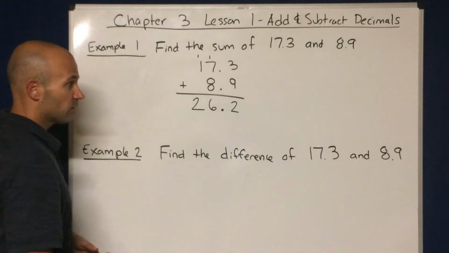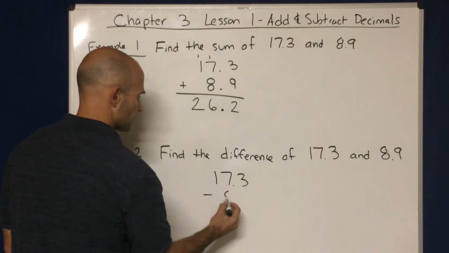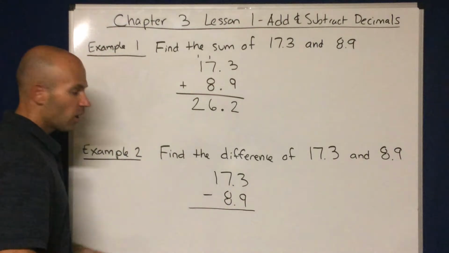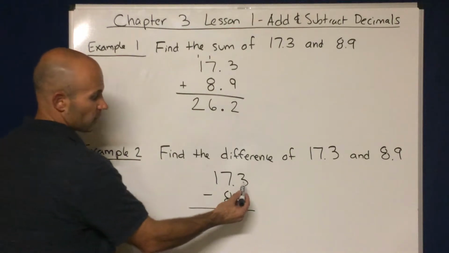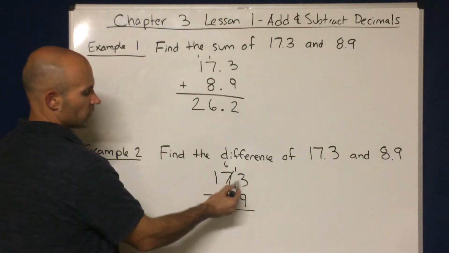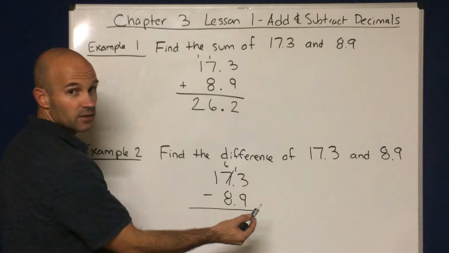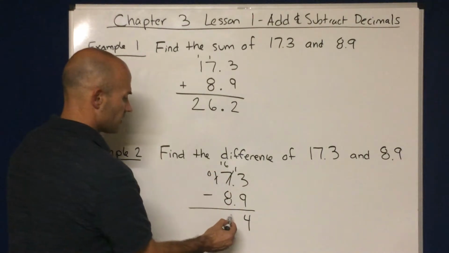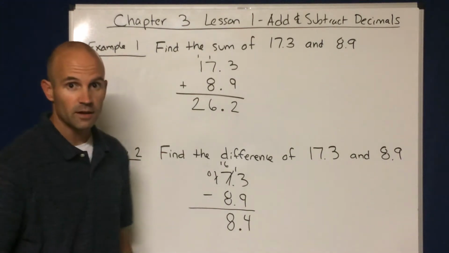The same thing holds for differences. We still set up our usual subtraction problem, where I've lined up the decimals. And all the usual rules when you subtract two numbers apply. You may have to borrow and things like that. So 3 minus 9, I do have to borrow from this 7. So I'll borrow 1. So now 13 minus 9 is 4. 6 minus 8, I need to borrow again. 16 minus 8 is 8. And so I get the number 8.4. The decimal, once again, goes directly down.